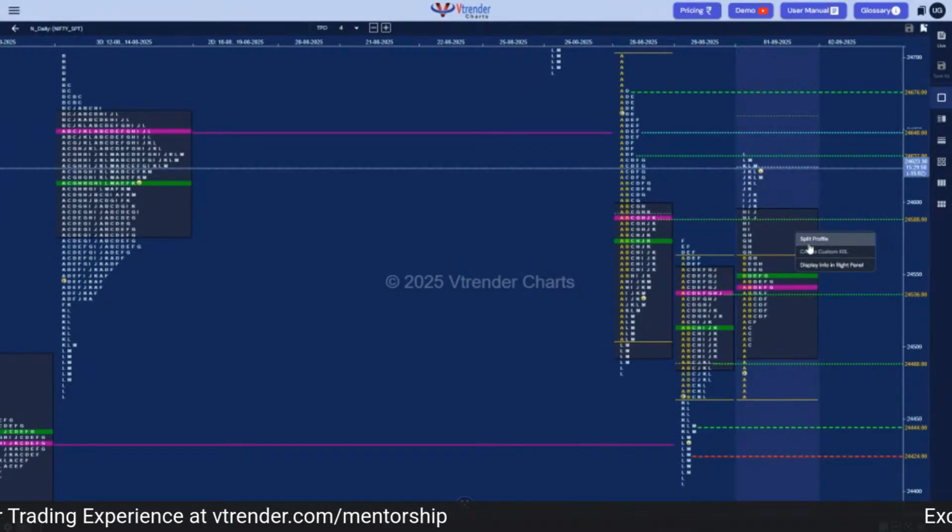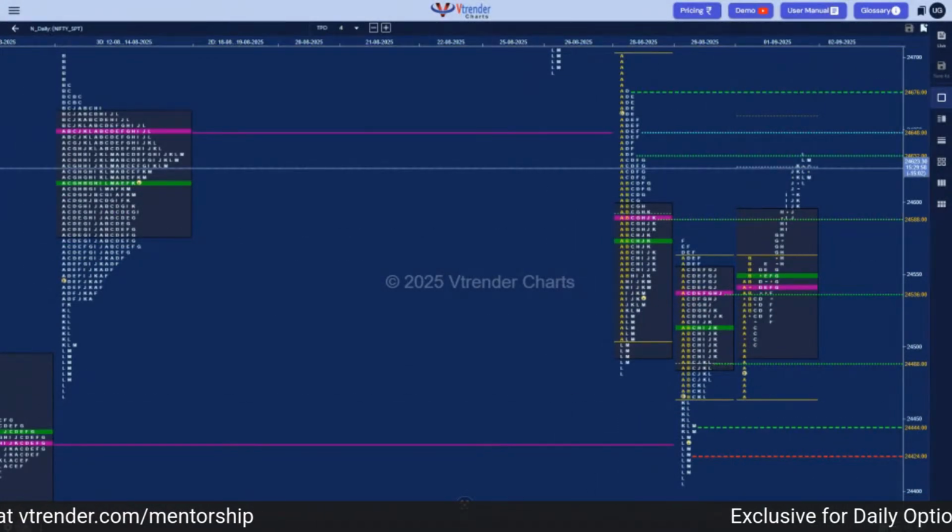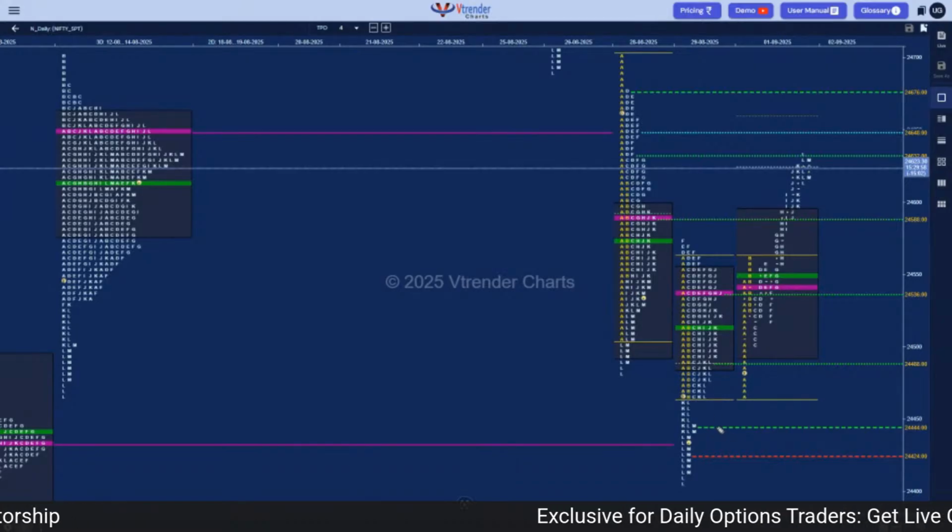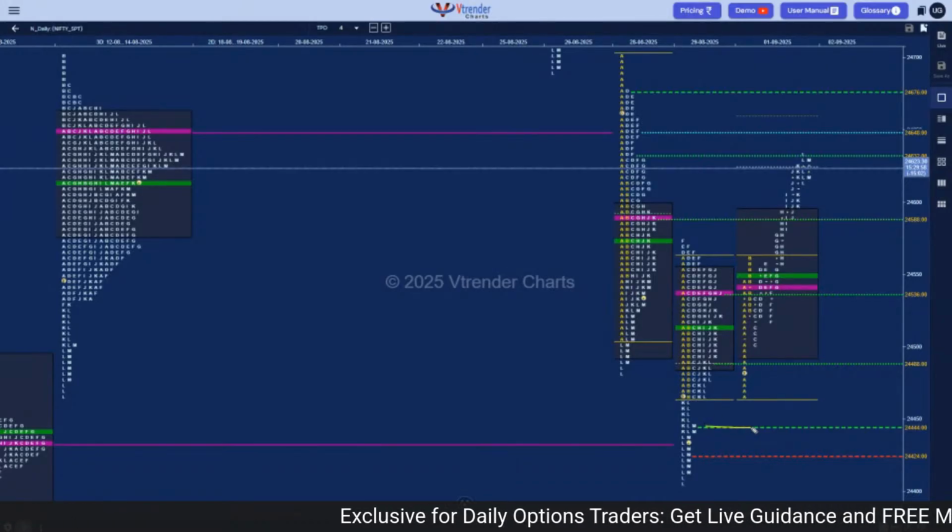So this is our daily chart, and I'm just splitting it open, and you can see how the hypos which were given. This was our bullish hypo. We were above the bullish hypo throughout.